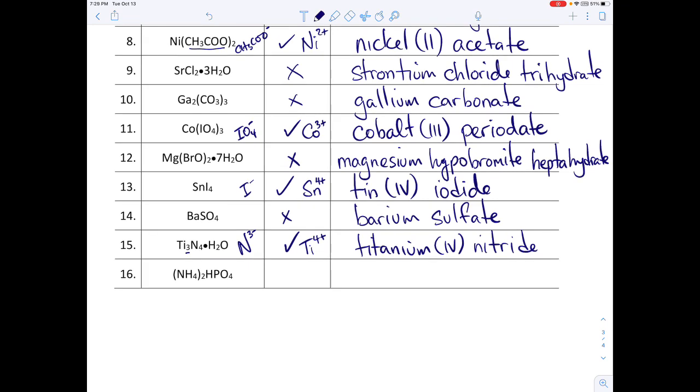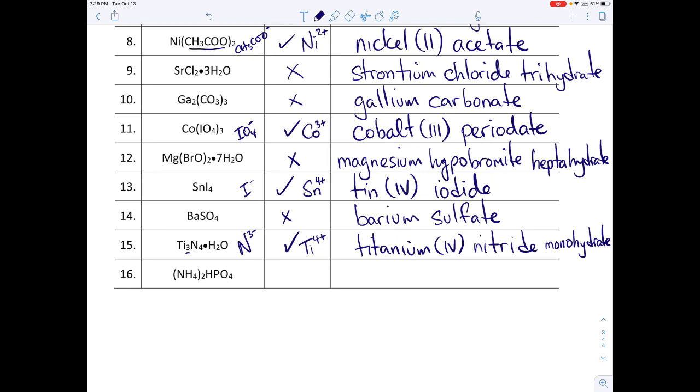And then we see that dot H2O. There's no number in front of the water, so that means it's a 1. And the prefix for 1 is mono, and then the water, hydrate. So titanium 4 nitride, monohydrate.